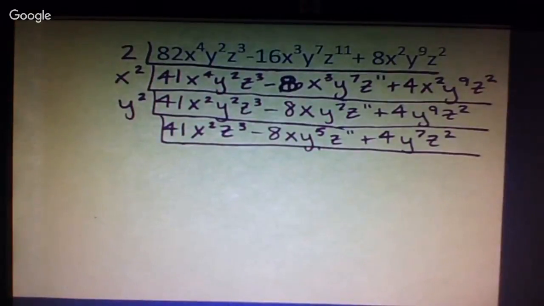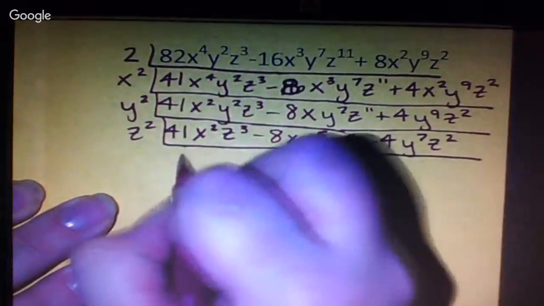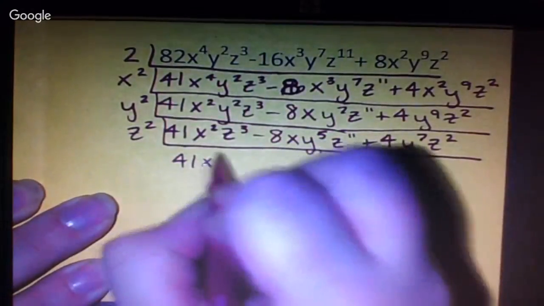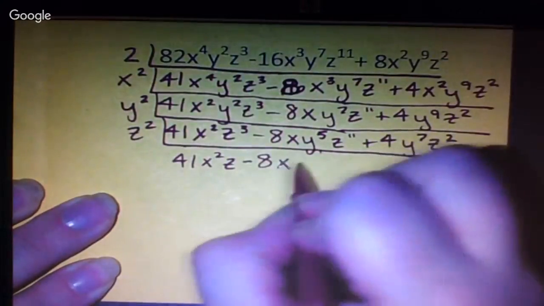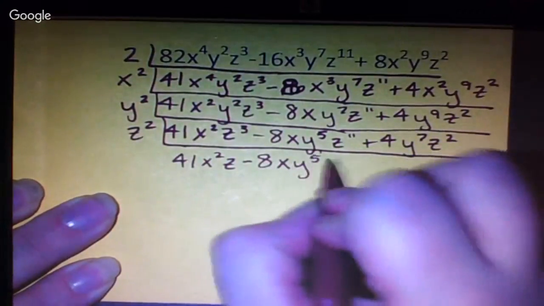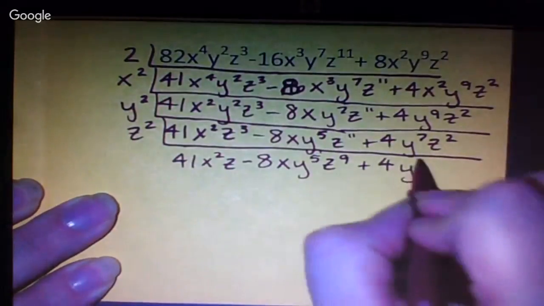How many z's? 2. 2 again, because I've got 3, 11, and 2. So we lose 2 of them. z squared. So 41x squared z, minus 8xy to the 5th z to the 9th, plus 4y to the 7th.